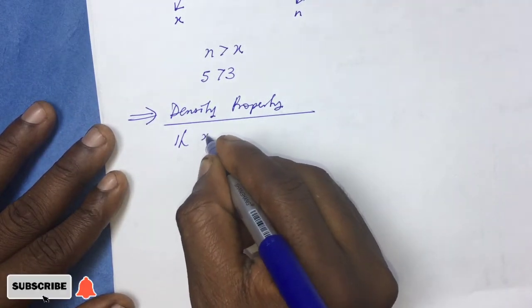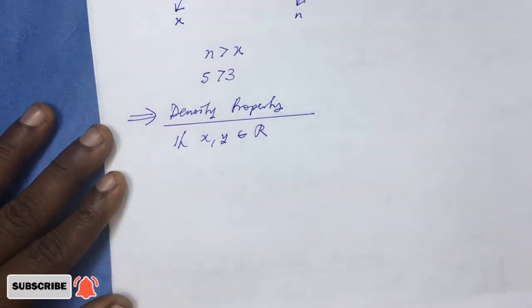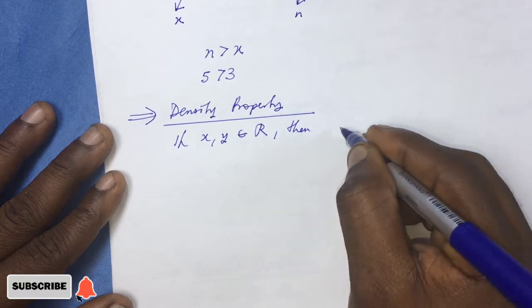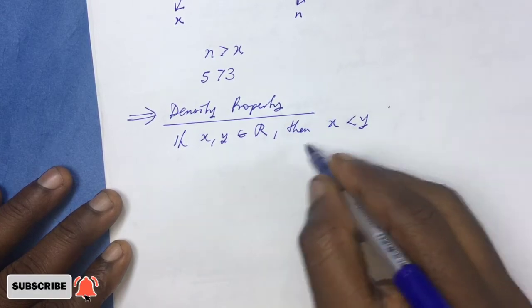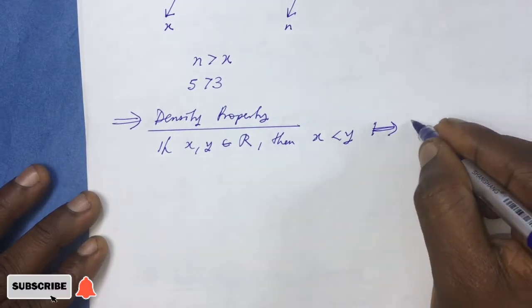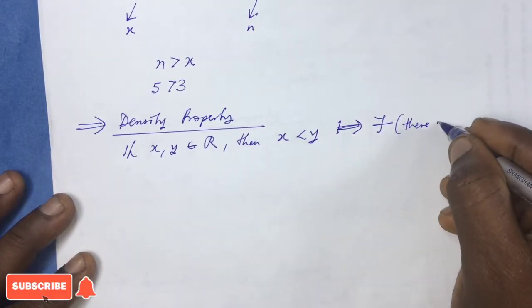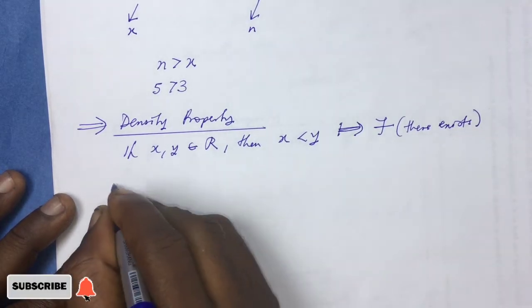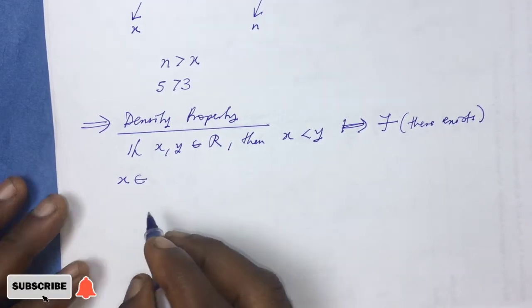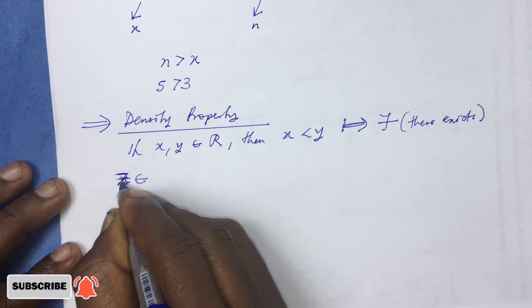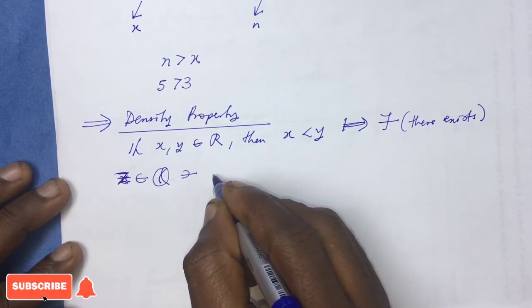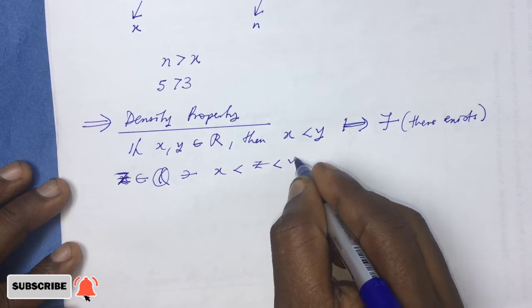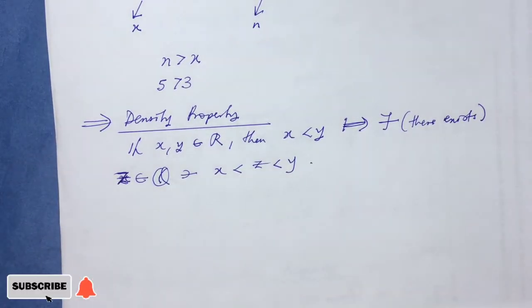It means that if you select X and Y as members of the real number system, then according to the density property, if X is less than Y, then there exists, again I'm using that symbol, a number, let's call this one Z. There exists a Z that is a member of the rational number system, such that you can find that Z in between X and Y. So the density property tells you that in between any two real numbers, there is always a third number.